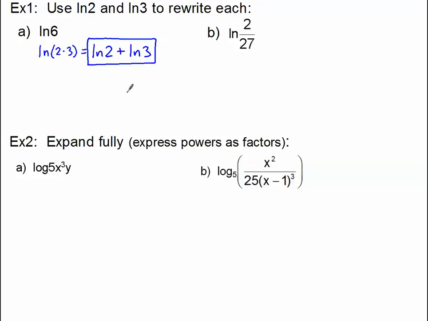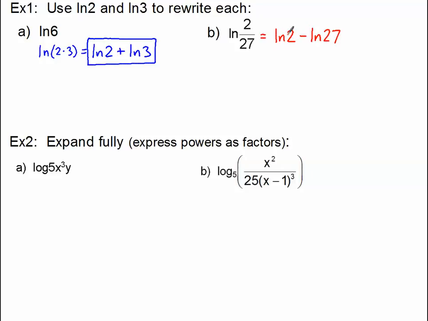So that works. My second one, I want to rewrite the natural log of 2 27ths using only natural logs of 2 and natural logs of 3. So the first thing I might say is, you know what, I've got the natural log of a quotient. I'm going to split that up into the natural log of the numerator, take away the natural log of the denominator. That might be my first move, and that's good.